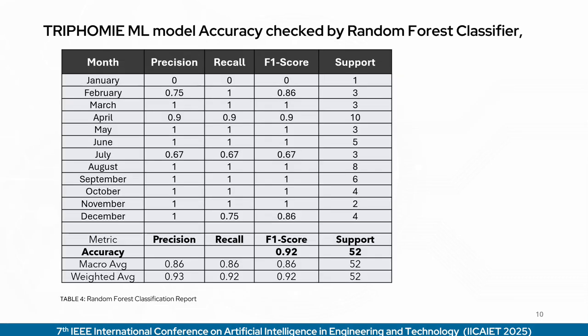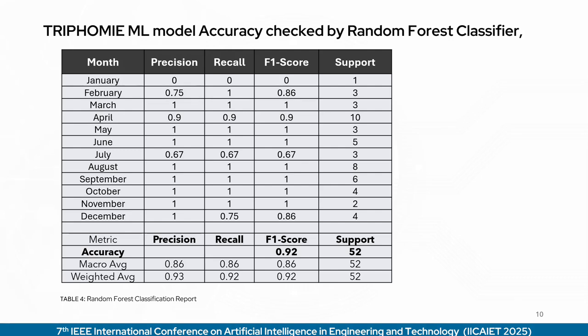And now let me explain the accuracy evaluation of our TripHomie machine learning model. For this research, we used the random forest classifier to test how well the system can predict the best travel period for tourism in Kandy. This table shows the performance results month by month. As you can see, most months such as March, May, August and October achieved a perfect score, with precision, recall and F1 score all equal to 1.